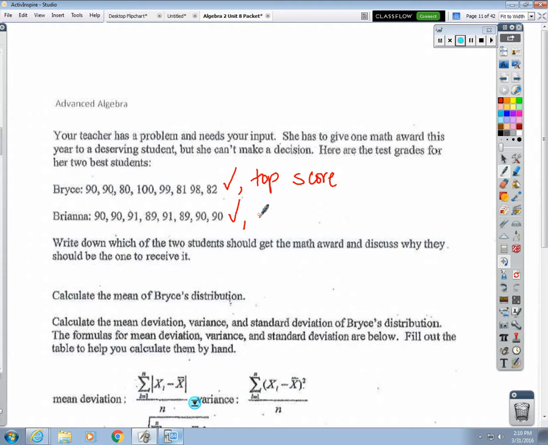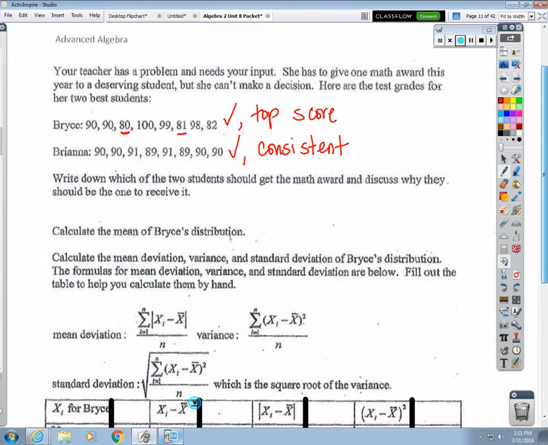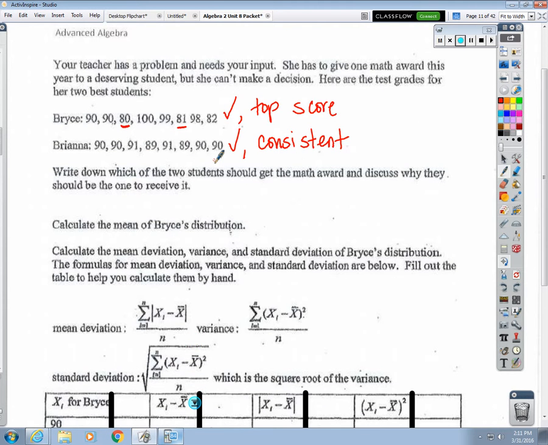Right. She's more consistent. She did good consistently where he had some bad grades. Okay? Well, when you're talking about the top award for the class, I mean. Now, what else could we do to kind of figure out who's better?